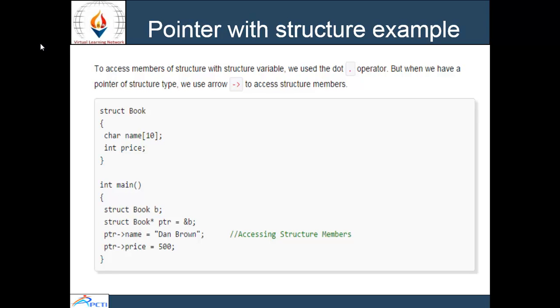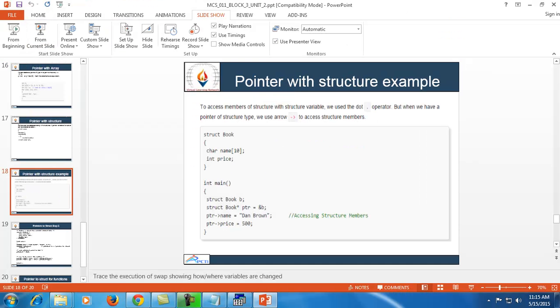Then go to the main program: struct book b, and struct book star ptr is the pointer of struct type holding the address of the structure, ampersand b assigning the address of the structure. ptr arrow name equal to Dan Brown, accessing the structure's members through the pointer, and ptr arrow price equal to 500. So we can use the pointers like this. I'll show you the example also in C.